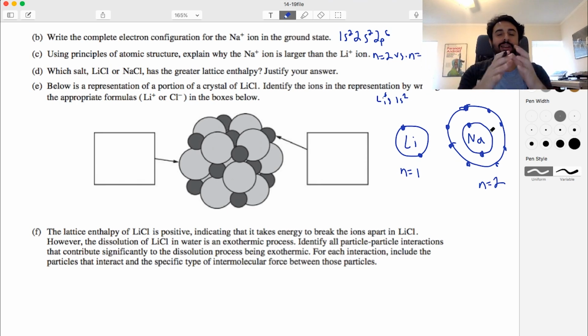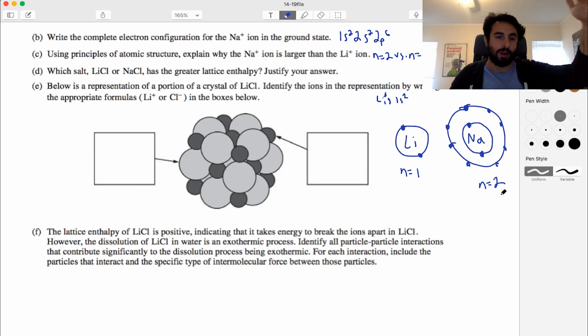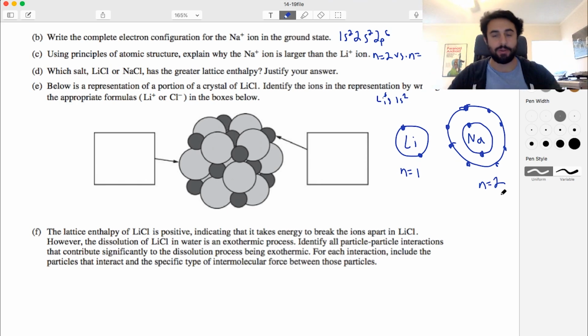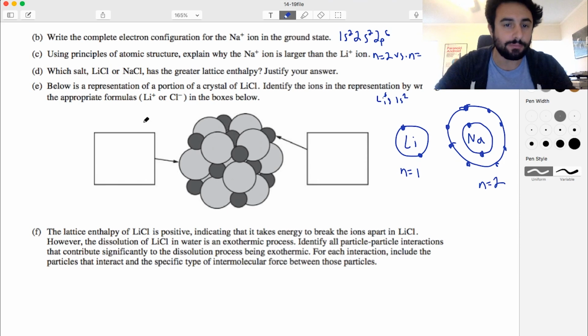It's got to get bigger. Every shell is further away from the nucleus. Every time you add a shell or you increase the principal quantum number by 1, you're making the atom bigger. So that's why atoms get bigger as we go down the periodic table. So sodium is right below lithium. It's got to be bigger.